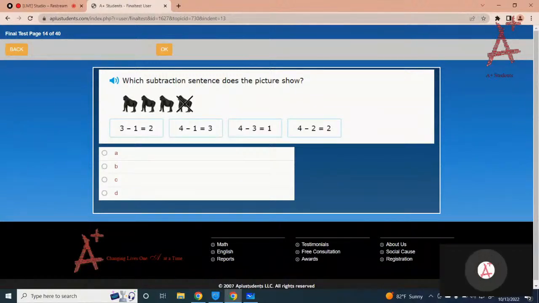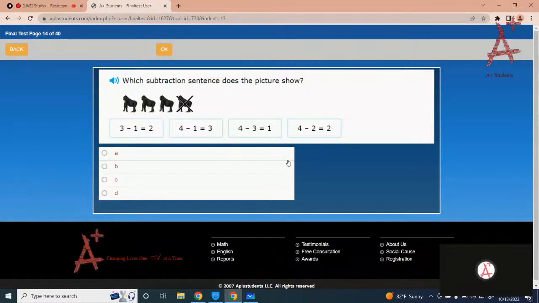Okay, which subtraction sentence does the picture show? You have 4 of the animals. Out of the 4, just 1 is crossed. So 4 take away 1. And how many are you left with? The ones that are without a cross. 1, 2, 3. That means 4 take away 1 equals 3.